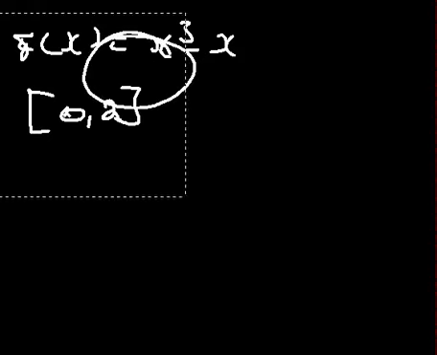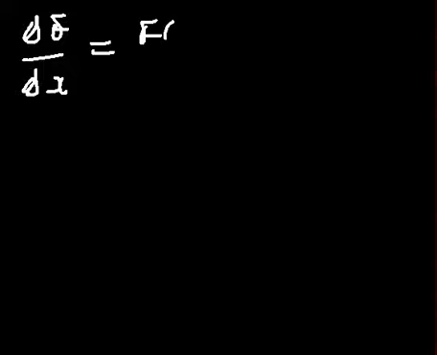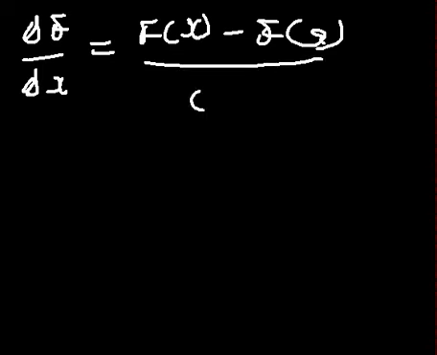Sometimes you can also use another formula to find the average rate of change of a function. We have another formula that will help us. The average rate of change, given as delta f over delta x, can also be given as f(x) minus f(a) divided by x minus a. This is also the formula for the average rate of change of a function.